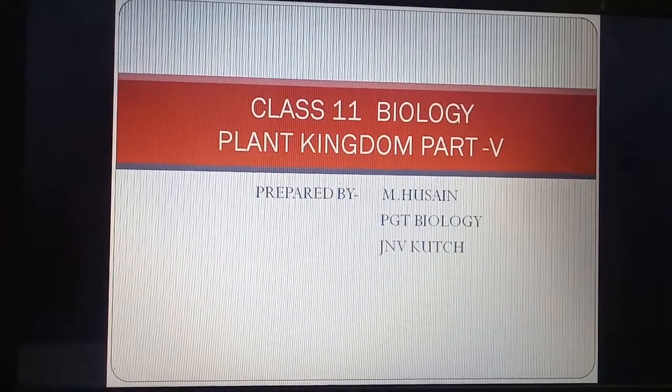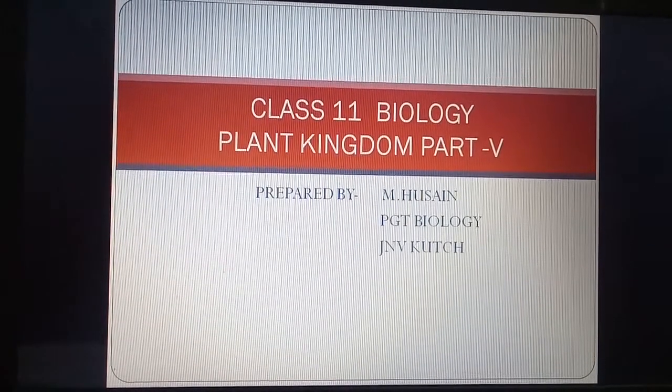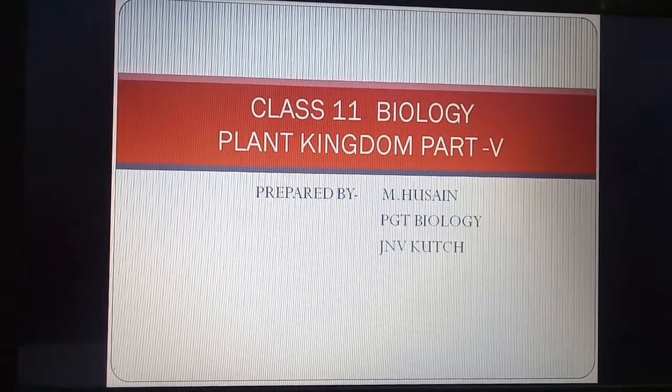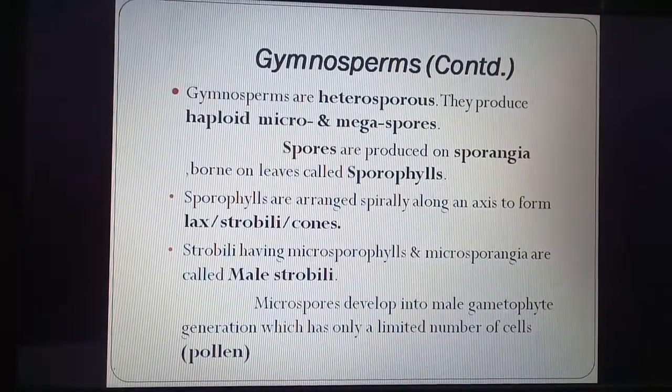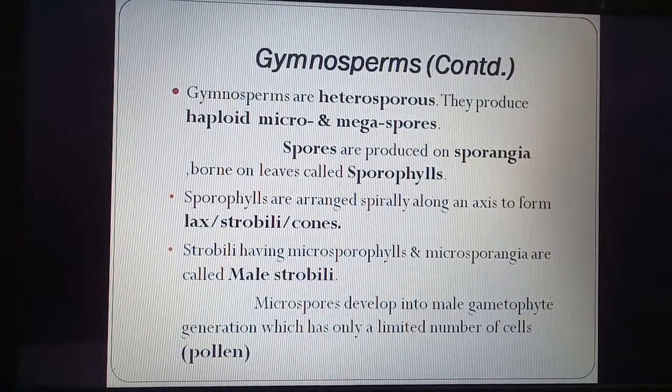Hello students, today we are dealing with plant kingdom part 5. In this we will deal with gymnosperms. So in the last class we studied about some properties of gymnosperms.